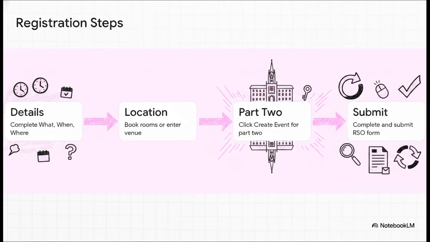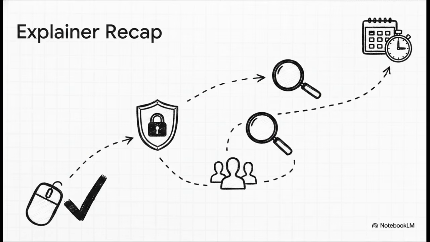Now, pay super close attention here. This redirects you to Part 2, which is the secondary RSO event registration form. This part takes about 5 to 15 minutes, and you absolutely must hit Submit at the end. If you don't, your request just sits there in draft mode forever, and your event is technically not registered. Don't let that happen.